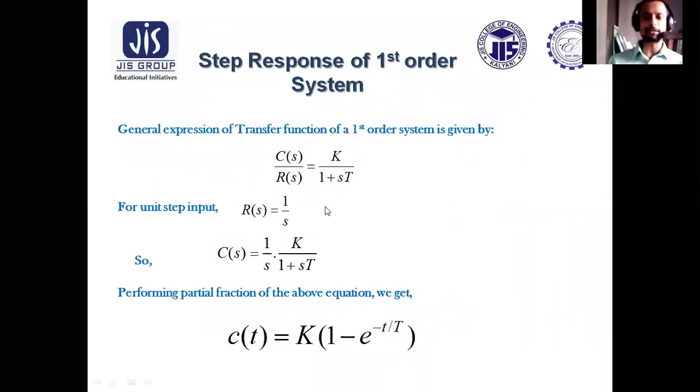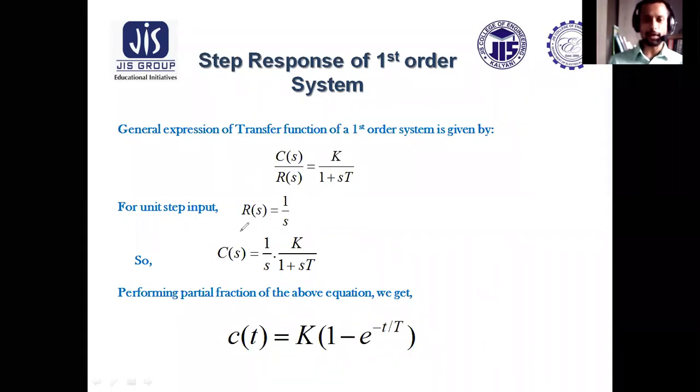Now what would be the step response of a first order system? As we already have seen, a first order system transfer function can be represented by K by 1 plus ST. Now for step input, step response means what? How a system is responding due to application of a step input. So step response means due to step input, how the system is responding. So the response due to step input, we are going to analyze now.